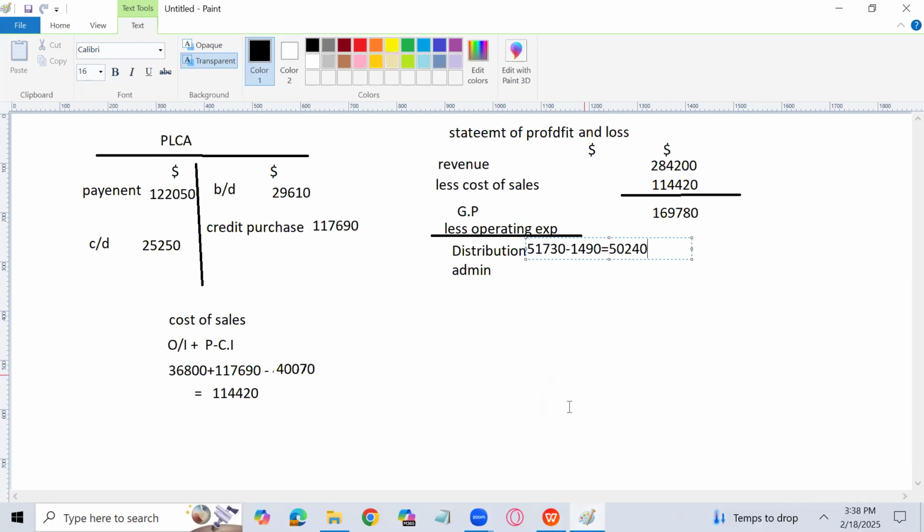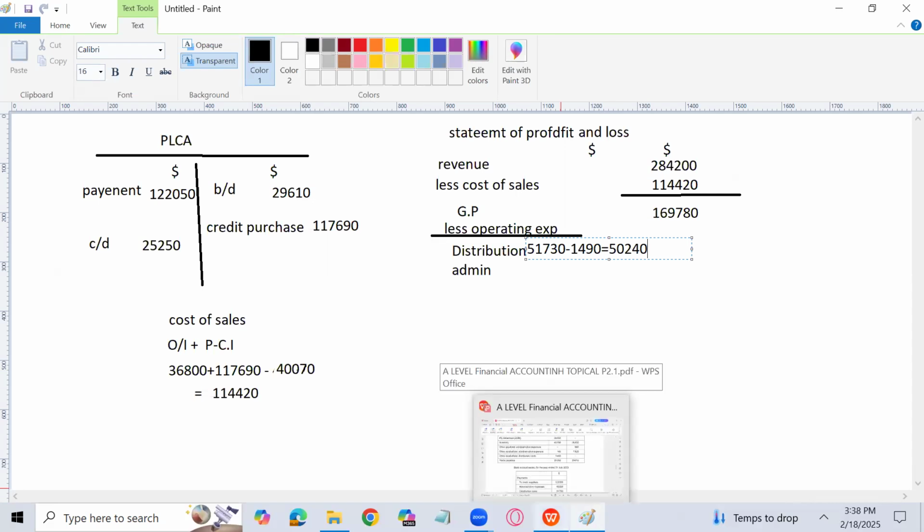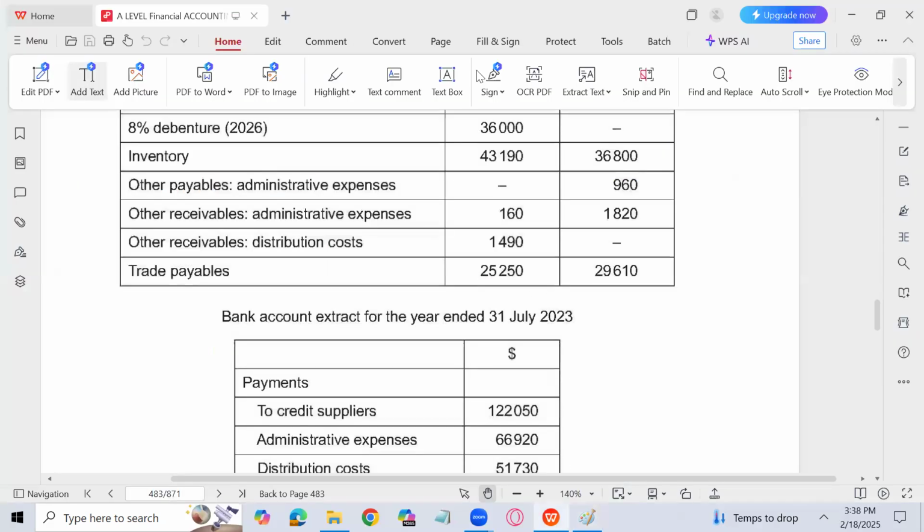50240. Okay. Now I will have to calculate admin expenses. So let's prepare the admin expense account, because that will help me to understand the concept more easily. Sir, why didn't you prepare the distribution expense? I can prepare that also, but there is only prepaid at the end. I have subtracted. That was not that difficult.